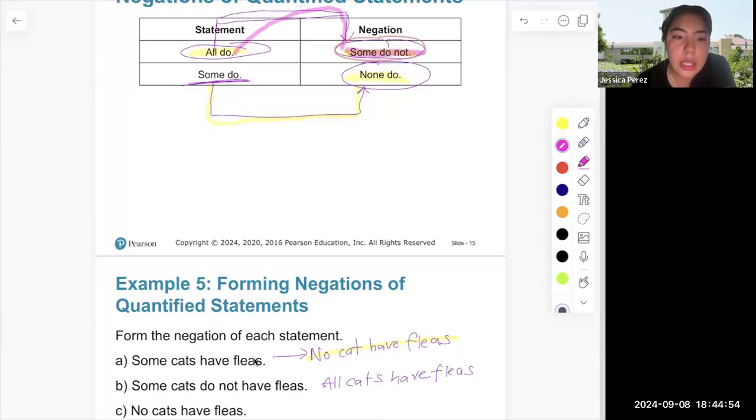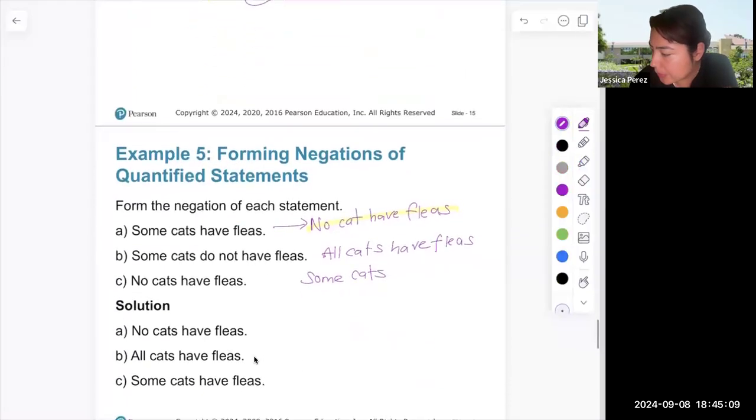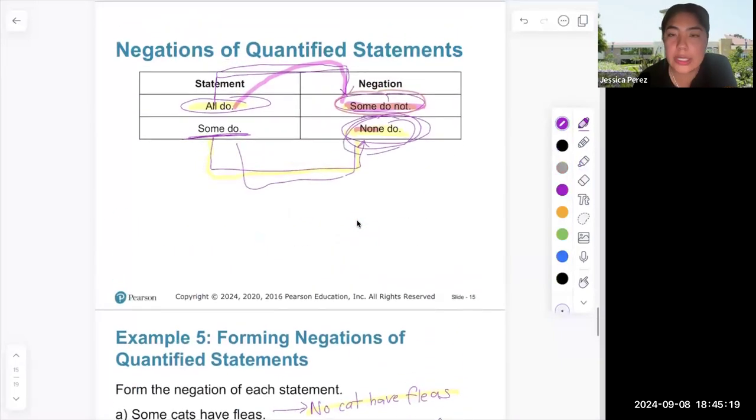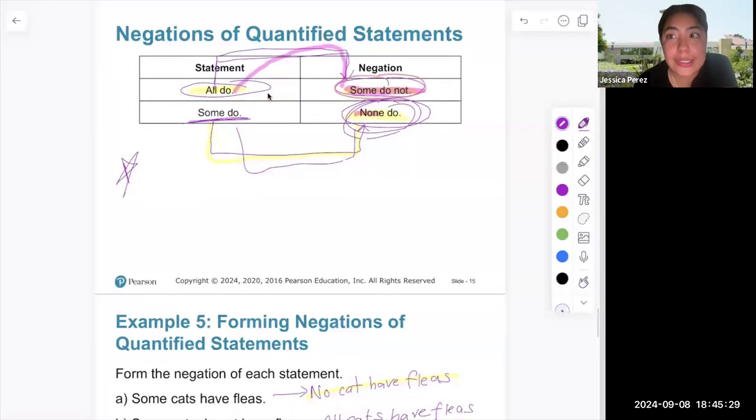And the last one is if my negation is no cats have fleas. If no cats, that means that some cats have fleas. So I'm going backwards. If none do, then some do have fleas. So there it is: some cats have fleas and no cats have fleas. I'm going backwards and using this table, from statement to negation, negation to statement, back and forth.